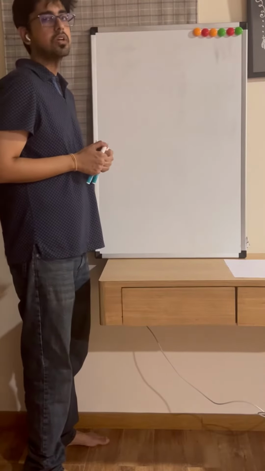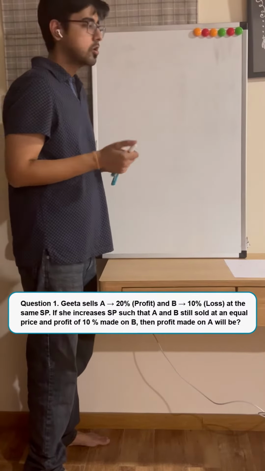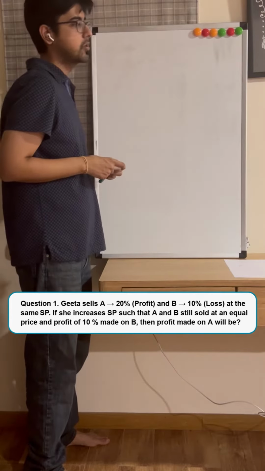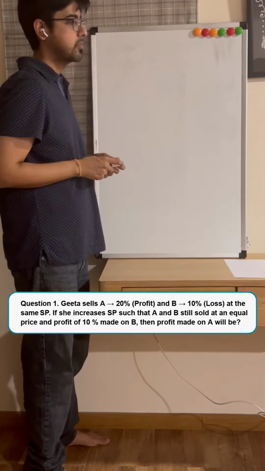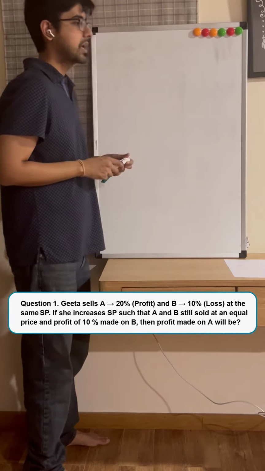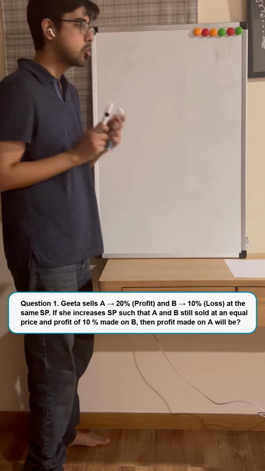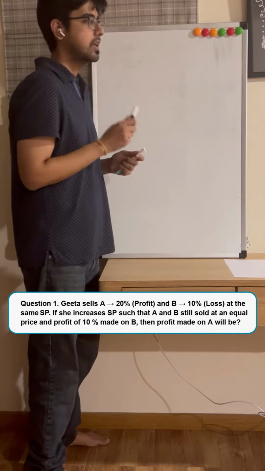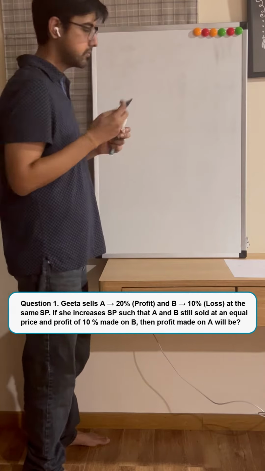Alright, let's look at the first question in slot 1. So the question goes as is. Geeta sells A for a profit of 20% and B for a loss of 10% at the same selling price. If she increases the selling price such that A and B are still sold at equal price and B is sold at a 10% profit, then what is the profit on A?